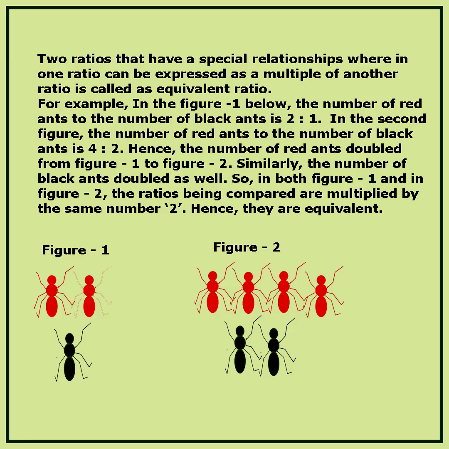Similarly, the number of black ants doubled as well. So, in both figure 1 and figure 2, the ratios being compared are multiplied by the same number, 2. Hence, they are equivalent.